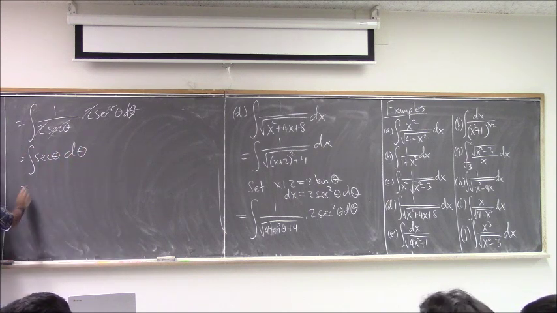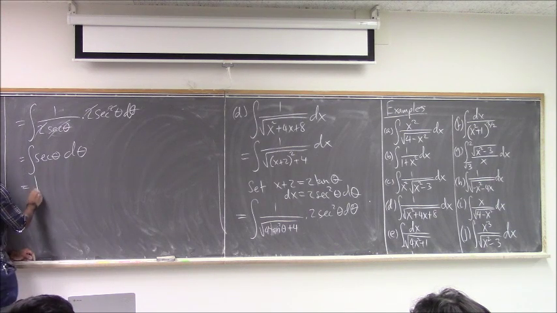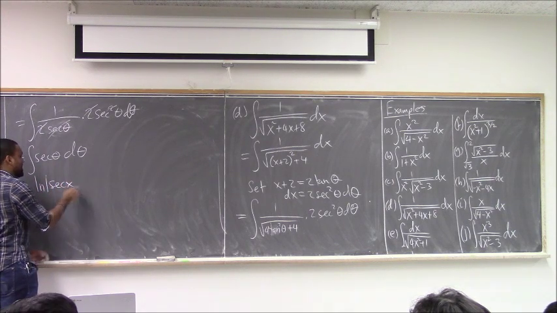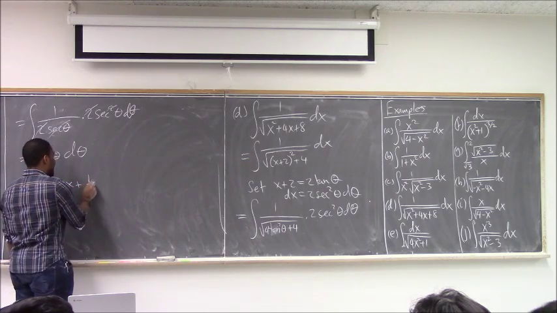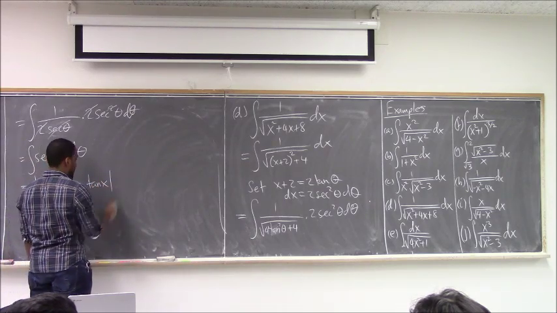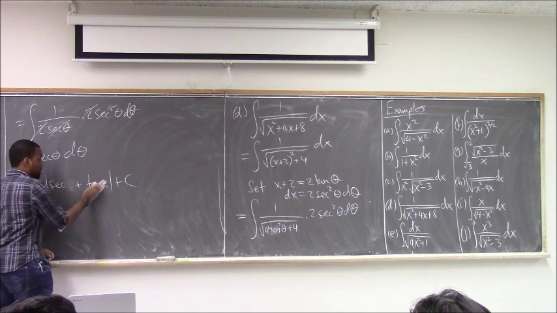How do we integrate secant theta? Like, Devin always comes in and says, oh, this is one thing you're not going to get wrong on any quiz. Like you've repeated it so often. All right, how do we get this back to x's?